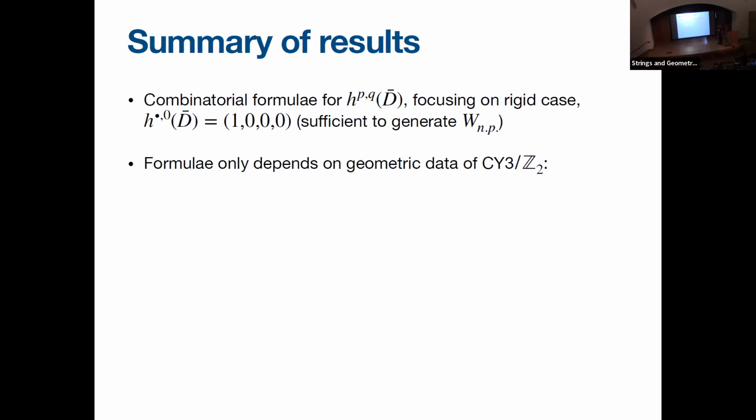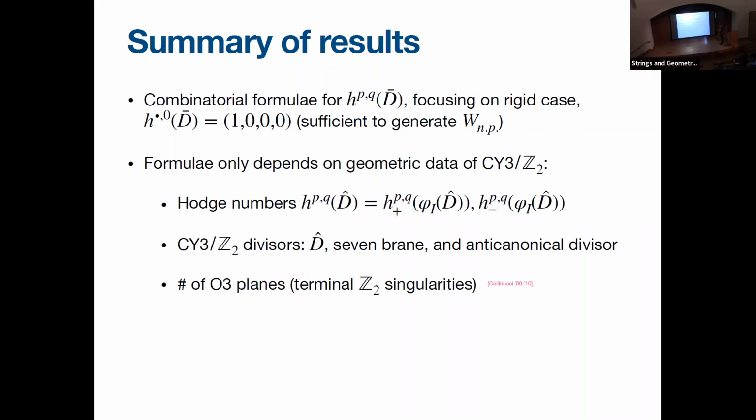Something that's very nice about these formulae is that they only depend on the geometric data of the Calabi-Yau orientifold. So in particular, what they depend on are the equivariant Hodge numbers, meaning the Hodge numbers defined with respect to a choice of orientifold involution. And the plus and the minus indicate whether these Hodge numbers correspond to the subgroups of cohomology that have eigenvalue plus or minus under the orientifold involution. So it depends on this as input.